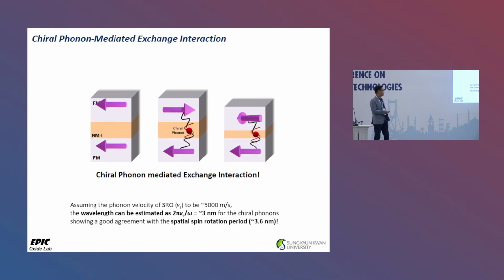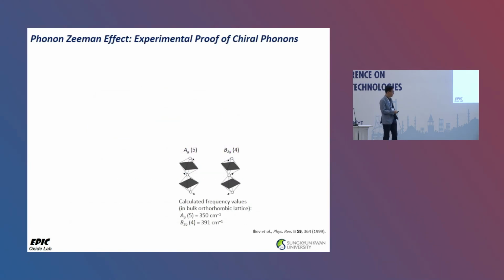So we hope that there can be some theory working with this. We have other evidence that can discuss this origin as the chiral phonon. If you look back into the phonon modes of this strontium ruthenate, there are two different phonon modes. One is called AG5, the other is B2G4.